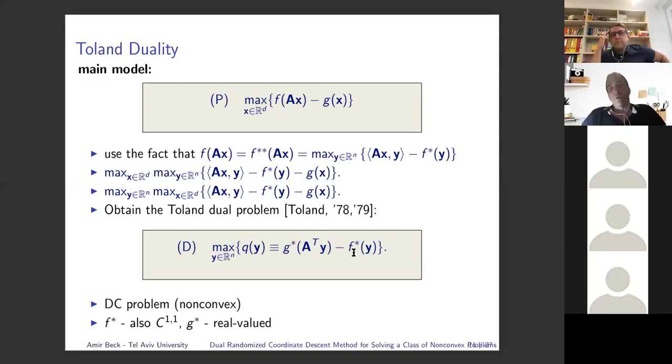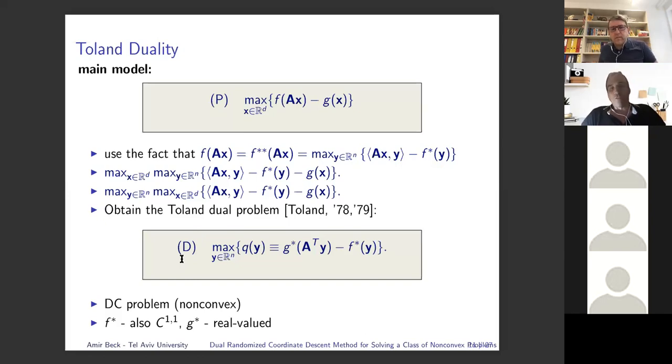And even though the original problem is non-convex, with this kind of duality we always have strong duality here. So the value of P is equal to the value of D. We can ask, of course, what is the connection between the global optimal solutions, or between points satisfying optimality conditions, but we'll talk about it later on.